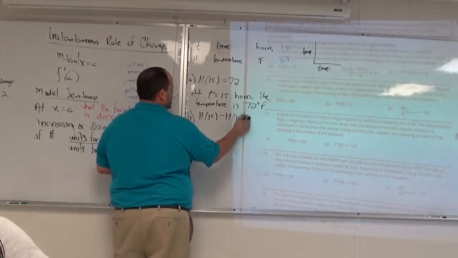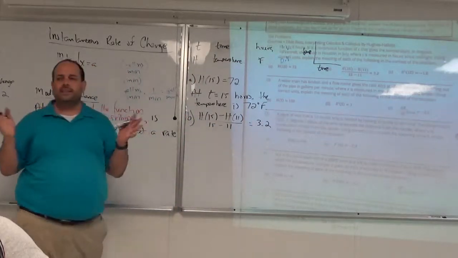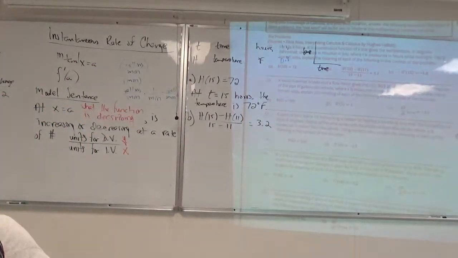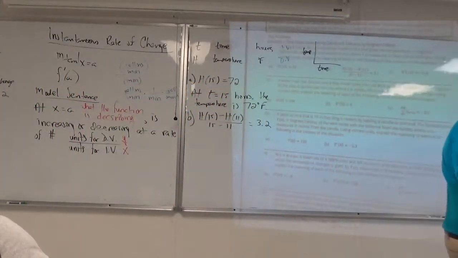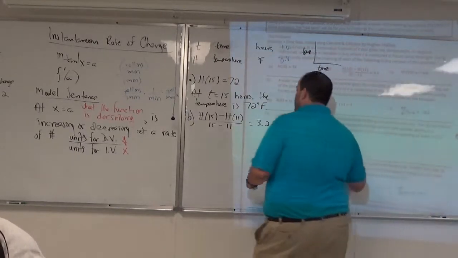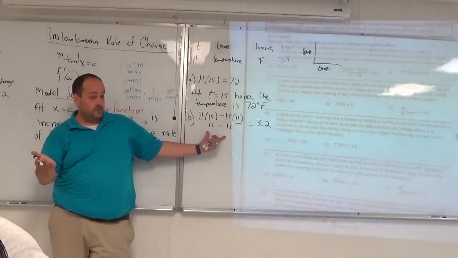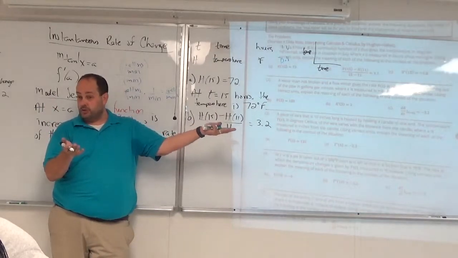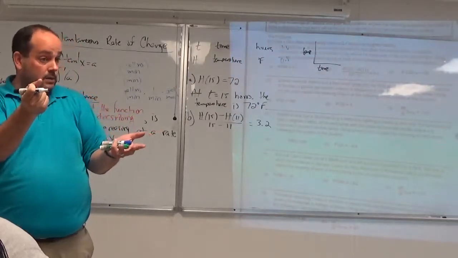B. H of 15 minus H of 11 over 15 minus 11 is equal to 3.2. What the heck would I be doing with H of 15 minus H of 11 over 15 minus 11? What would I ever measure that way? It is a rate of change. It is a slope. Good choice. Now we got to be careful. What kind of slope? What kind of rate of change? We have two flavors. We have average, which means an interval, and we have instantaneous, which means at a moment.